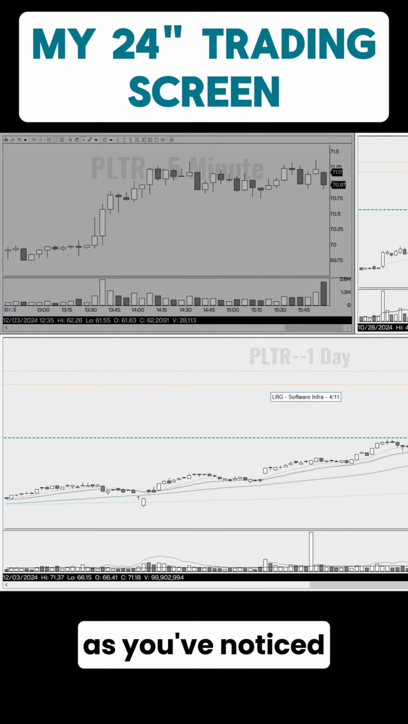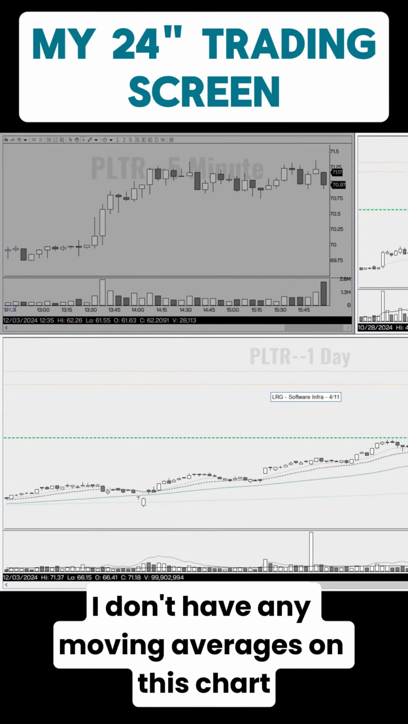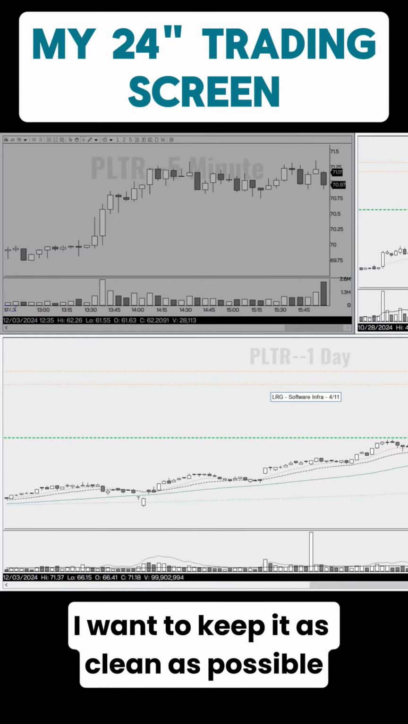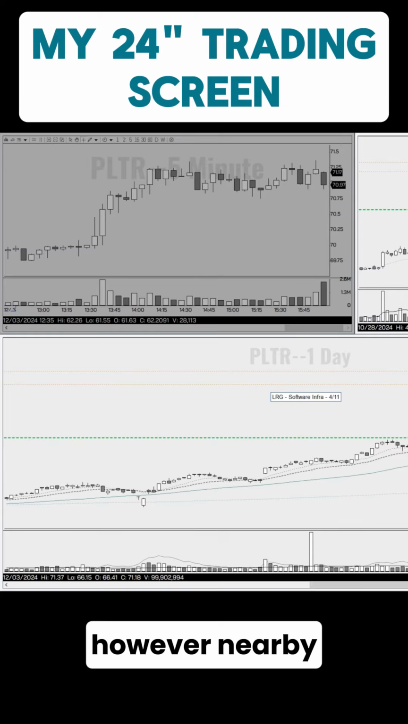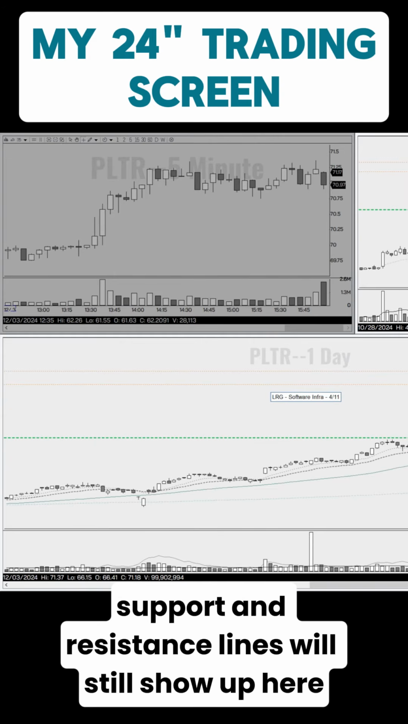As you've noticed, I don't have any moving averages on this chart. I want to keep it as clean as possible. However, nearby support and resistance lines will still show up here.